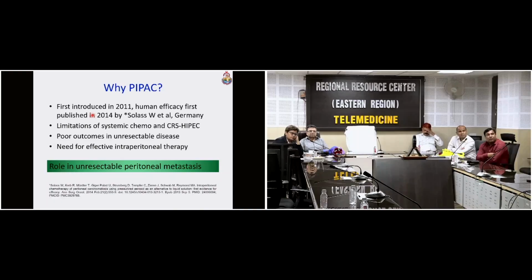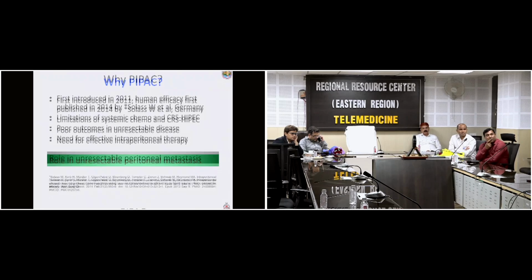So why is PIPAC necessary? It's quite a recent procedure. It was first introduced in 2011, and human efficacy was first shown by Solass et al. from Germany in 2014. As we all understand, systemic chemotherapy has great limitations beyond a point, and in patients for largely palliative purposes, nothing much is left rather than best supportive care. And perhaps we have some role by using PIPAC in these settings.